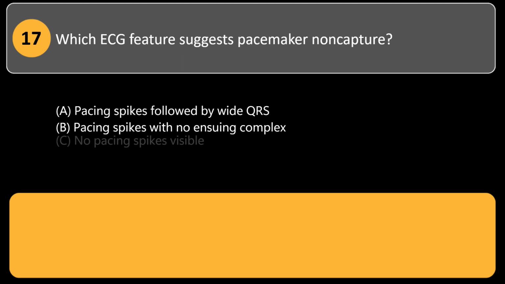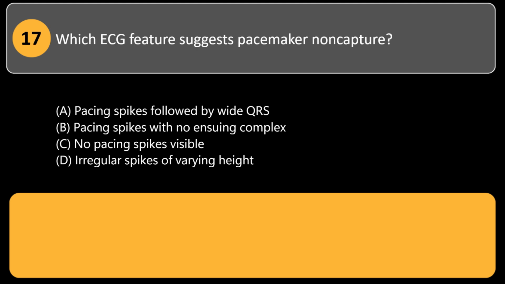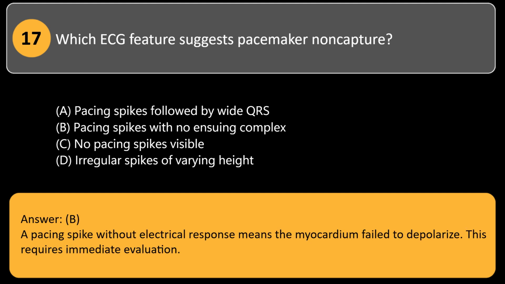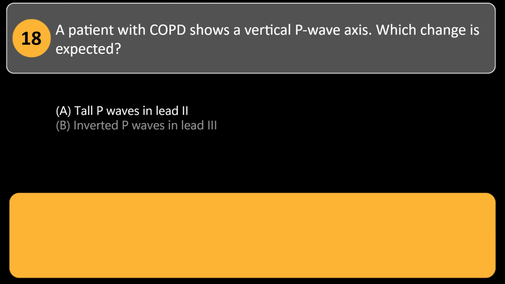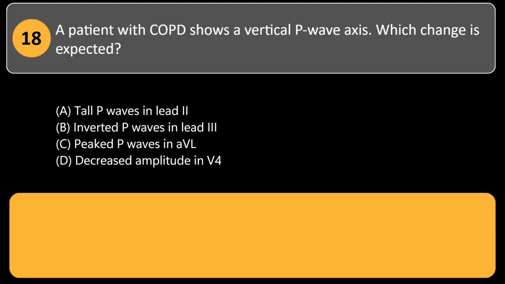Which ECG feature suggests pacemaker non-capture? A. Pacing spikes followed by wide QRS. B. Pacing spikes with no ensuing complex. C. No pacing spikes visible. D. Irregular spikes of varying height. Answer B. A pacing spike without electrical response means the myocardium failed to depolarize. This requires immediate evaluation.